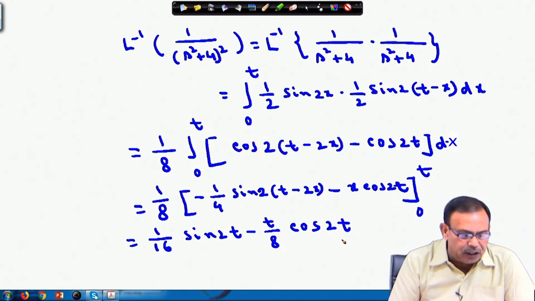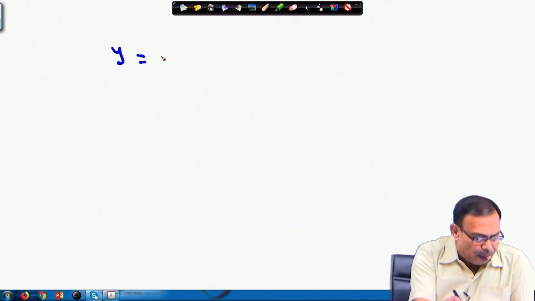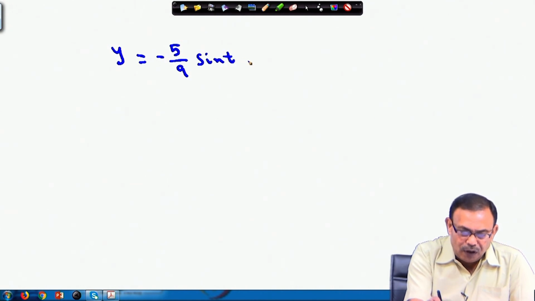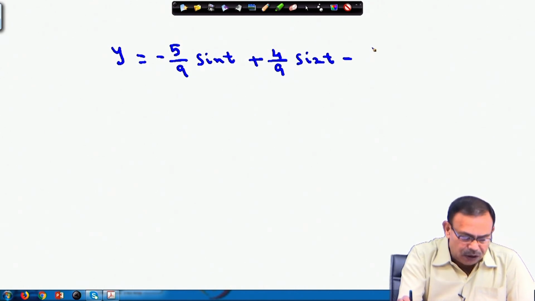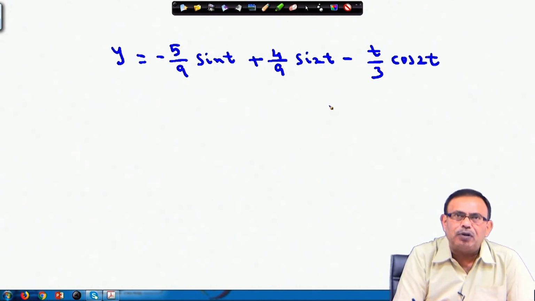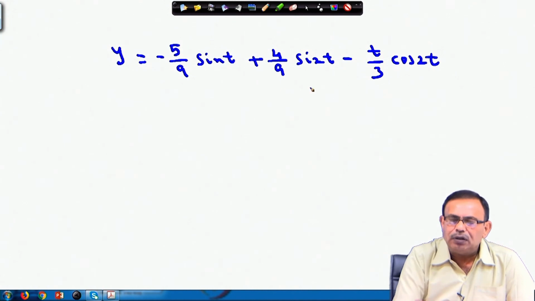So, now I can tell the value of y as y equals minus 5 by 9 sin t plus 4 by 9 sin 2t minus t by 3 cos 2t. Substituting that value and simple manipulations, the value of the solution of the given ordinary differential equation will be this.